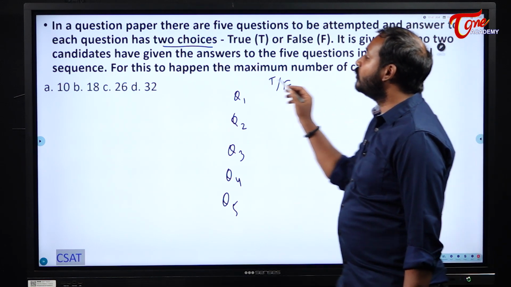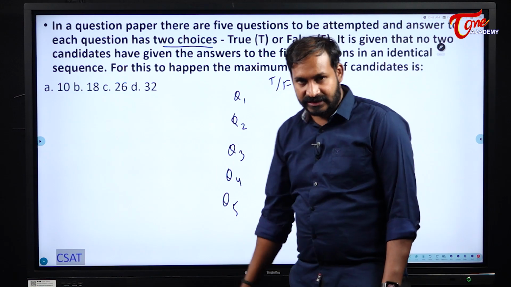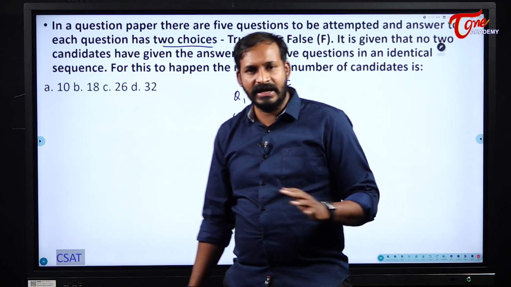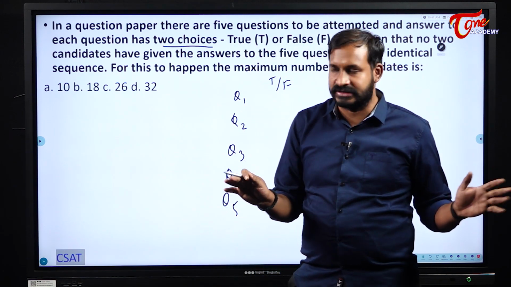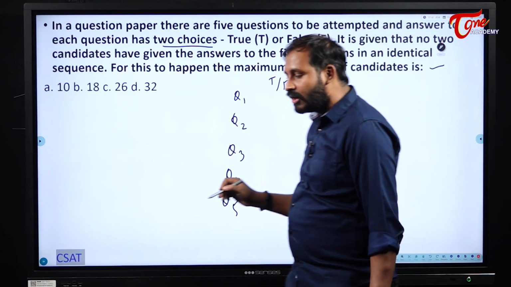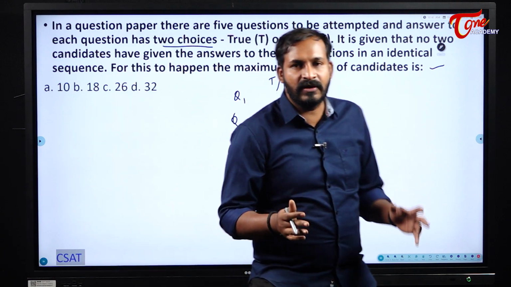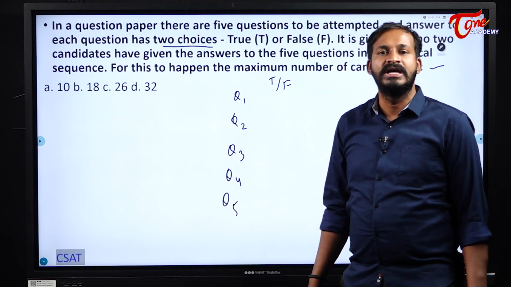It is given that no 2 candidates have given the answer to the 5 questions in an identical sequence. That means no 2 candidates in the examination have given the same answer. For this to happen, the maximum number of candidates is, that means what? Indirectly the number of combinations. They are asking us the total number of combinations which can be made by using these 5 questions.